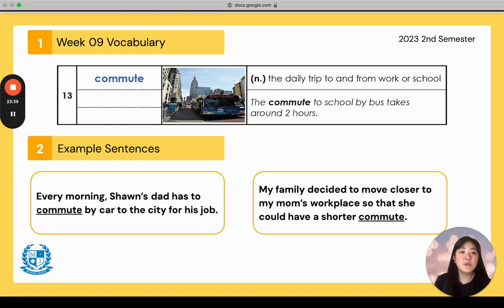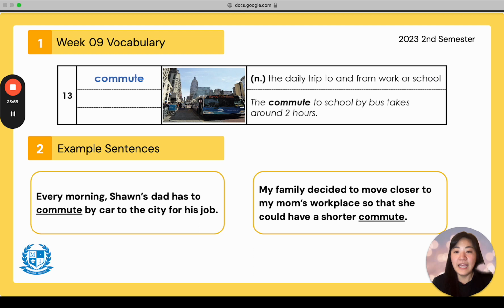The commute to school by bus takes around 2 hours. Oh my goodness. I know some of you ride a big bus to go to school and your commute is around 30 minutes, I think. Some of you, or maybe some of you have a very short commute to school and you just walk to school.